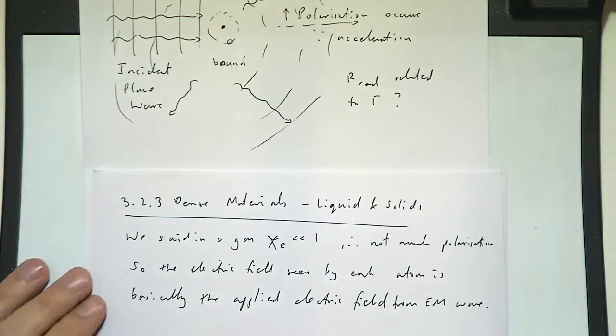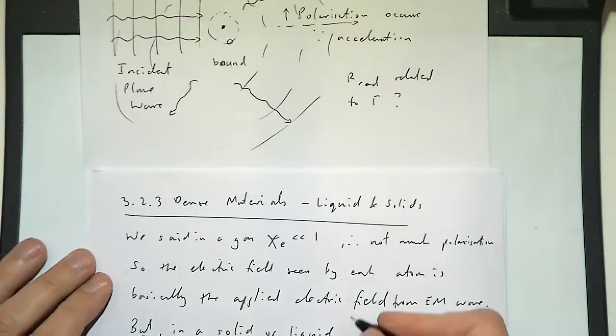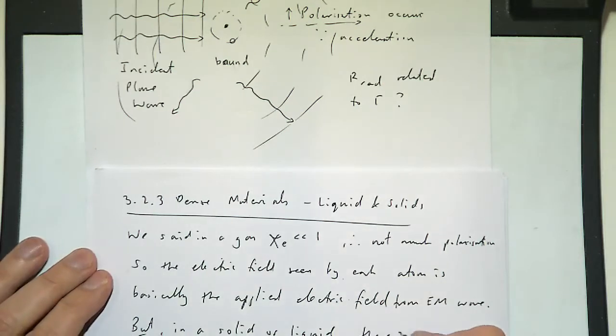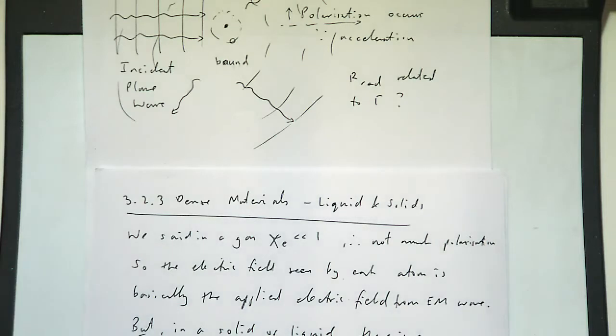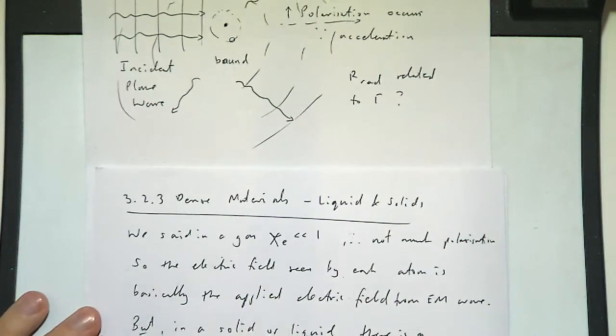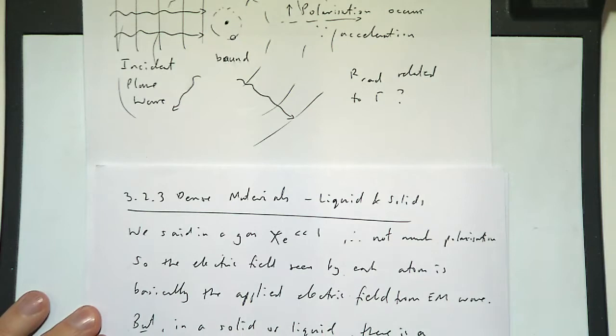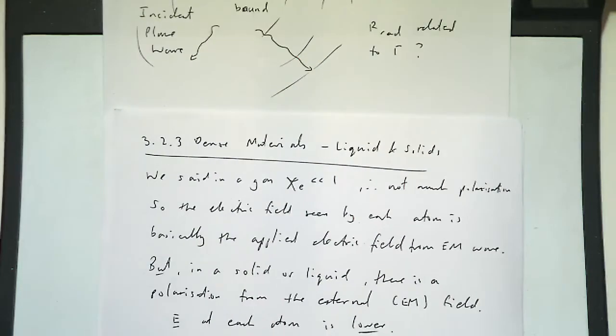However, in a solid or a liquid, for these purposes they are basically the same, it's a higher density material, there is a polarization, by which we mean a significant polarization, due to the external EM field. Of course external fields don't have to be electromagnetic, they could be static, but here we're thinking about the external electromagnetic field. So we imagine, therefore, the electric field at each atom is lower. We'll see what that means by means of a careful diagram. And we do have to be quite careful.